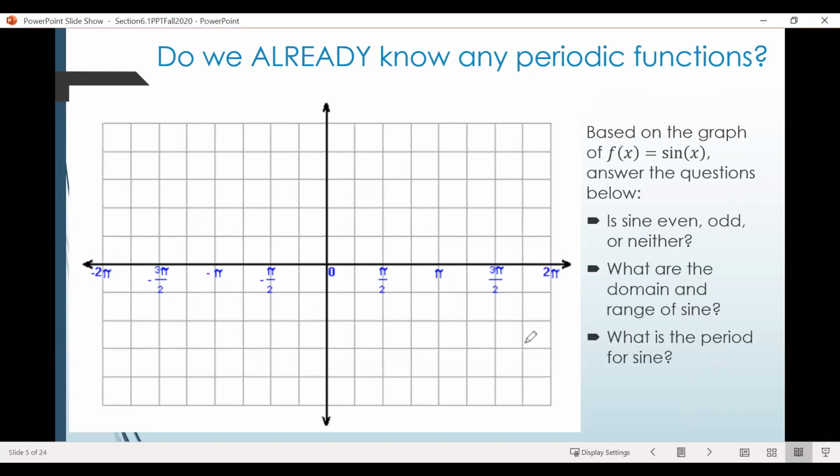All right, whoops, I should not have erased what I had there. I apologize for that. So the next question I want to know is if sine is even, odd, or neither, what its domain and range are, and also what the period is. And remember, period is that distance over which we see one of those repeating patterns.